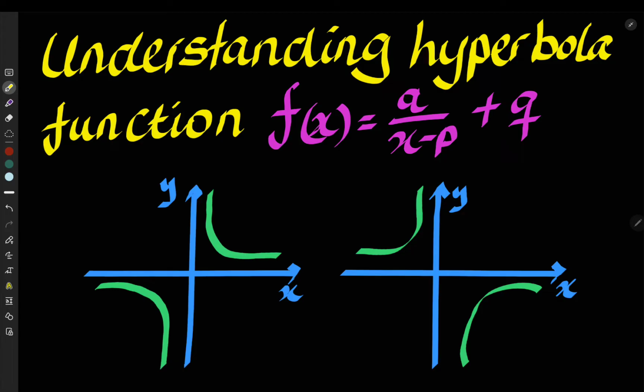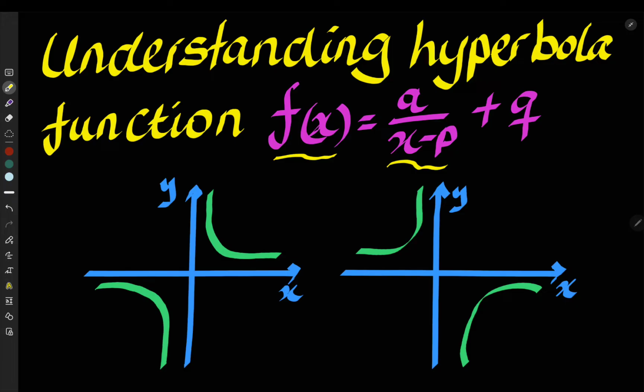But first of all, we just need to understand what is a hyperbola function. So the hyperbola function is a function with a general equation. You need to know this general equation: f(x) = a/(x - p) + q. And I'm going to explain what a symbolizes, what p is, and what q is in a moment.